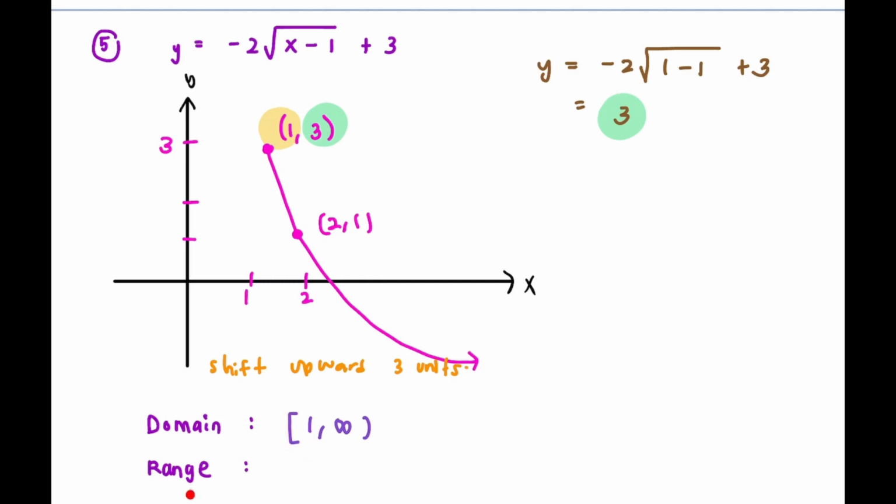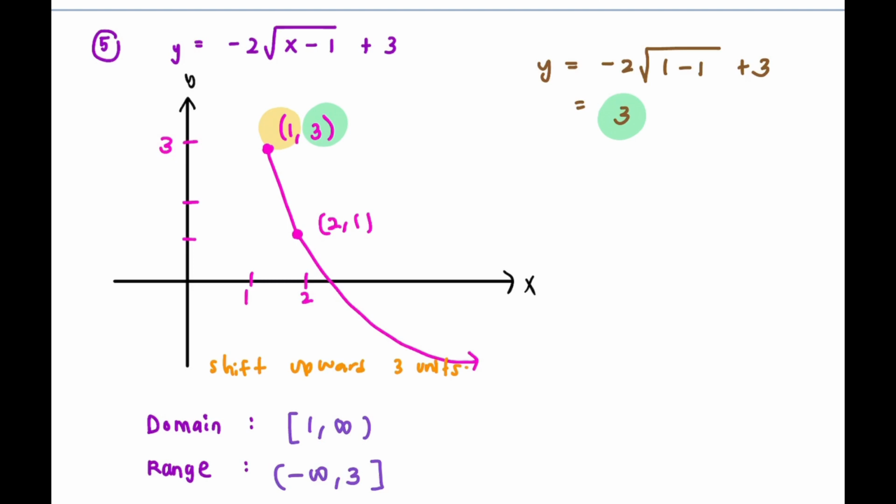What happened to the range? Range is your y value. So where is along the y-axis that you have graph? So the graph here is continuous until negative infinity. And then we stop until 3. You don't have any graph above 3. So your range will be negative infinity up until 3 only. This one also square bracket. Why? Because you have the graph at point 3.